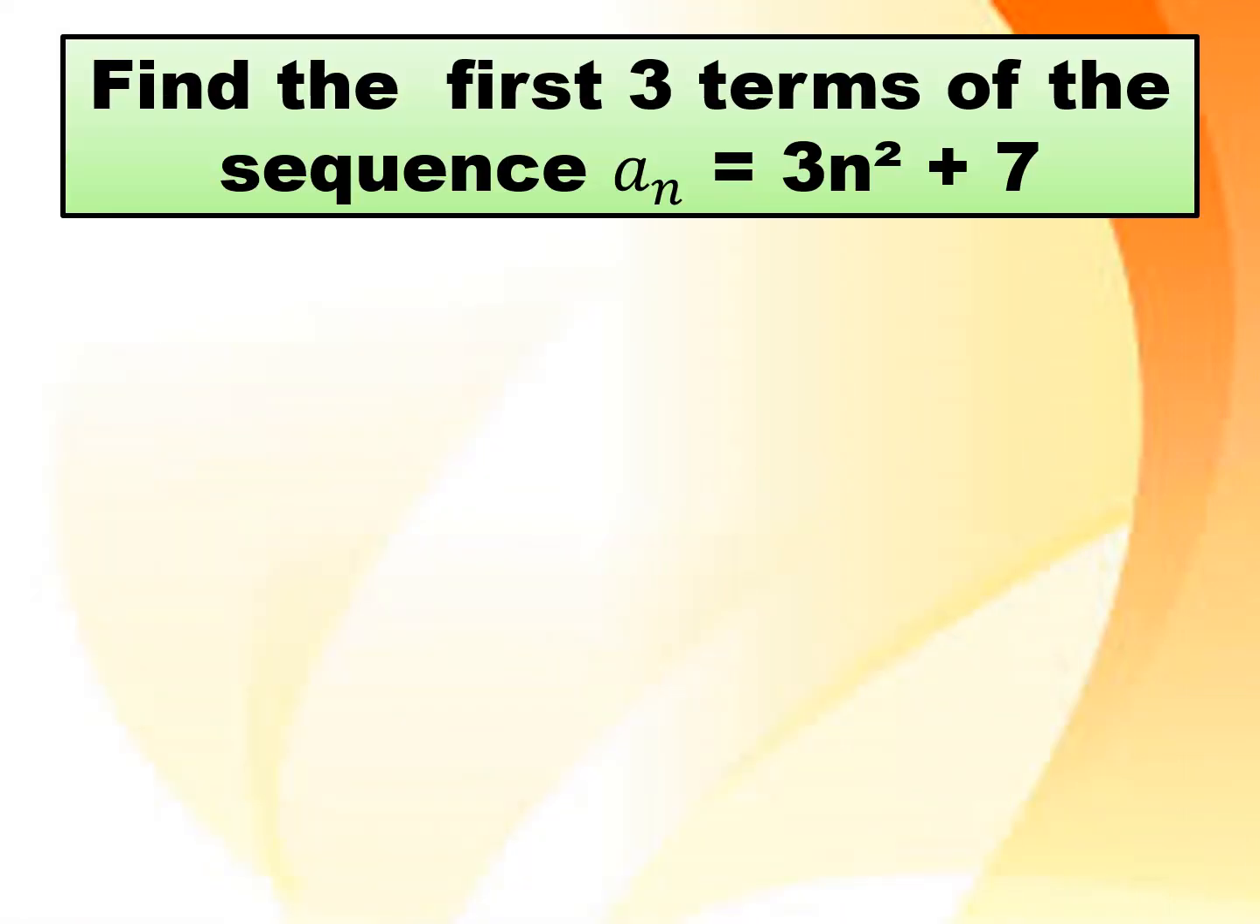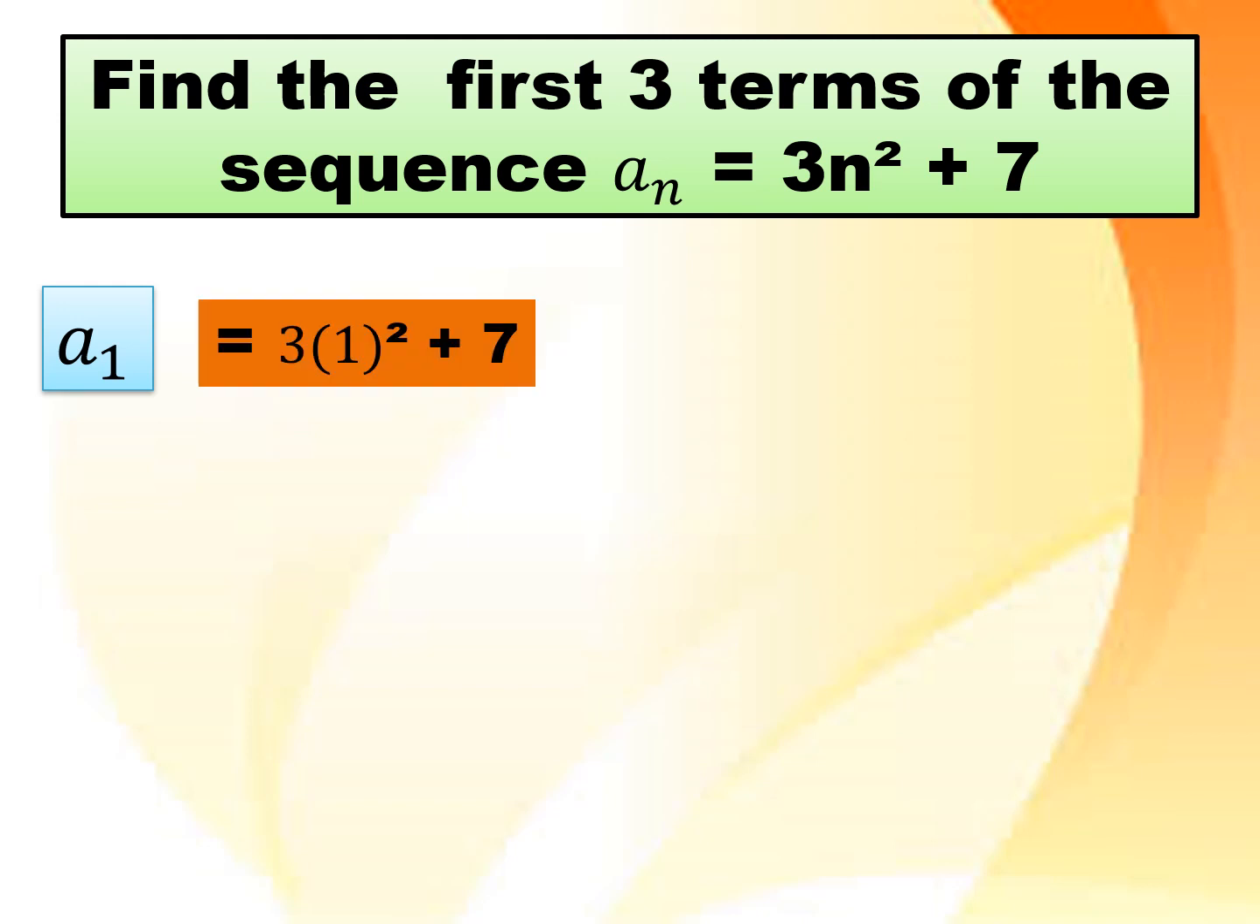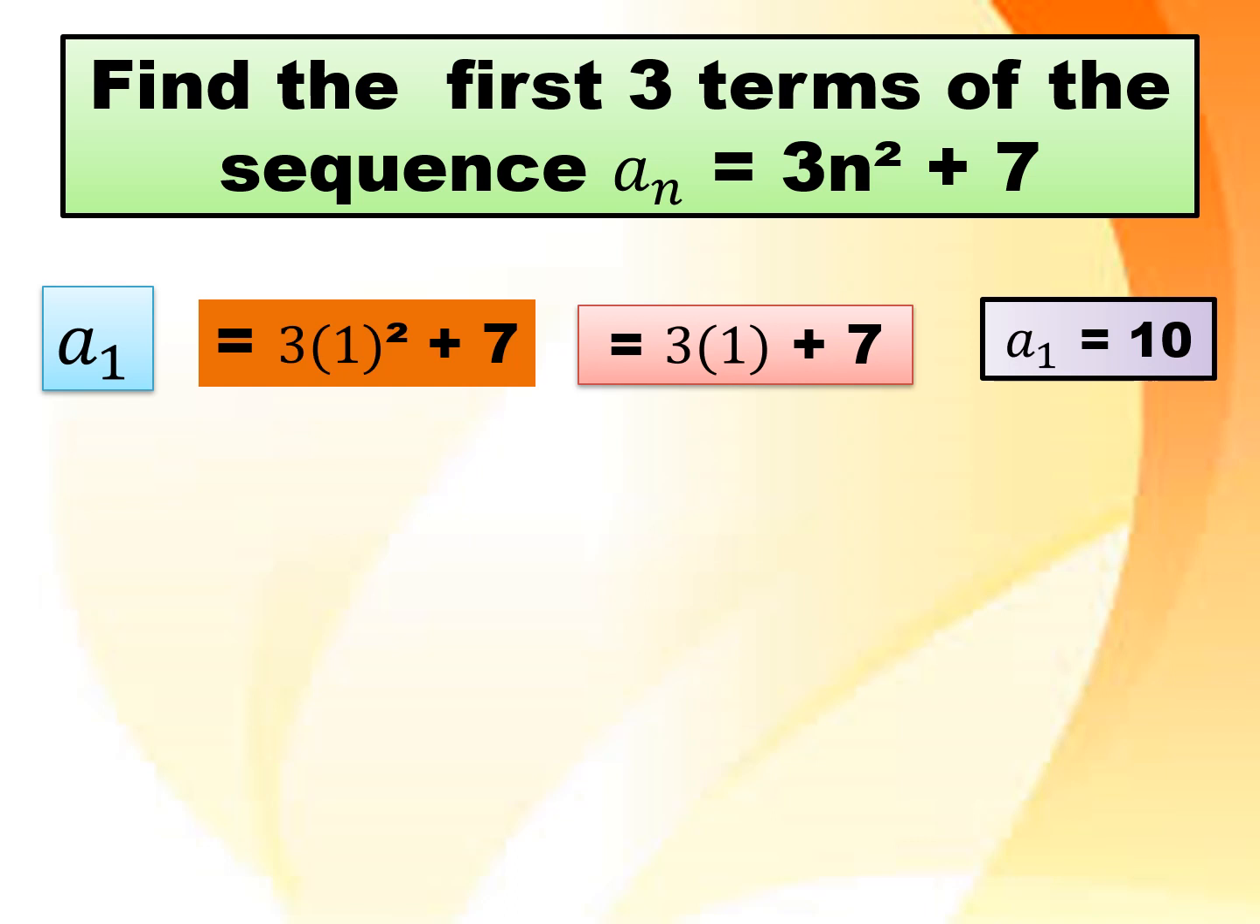Find the first three terms of the sequence a sub n is equal to 3n squared plus 7. For our first term, we will have 3 times the quantity 1 squared plus 7. Simplifying the exponents, we will have 3 times 1 plus 7, which is equal to 10.